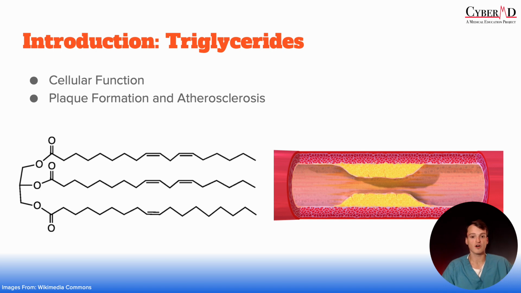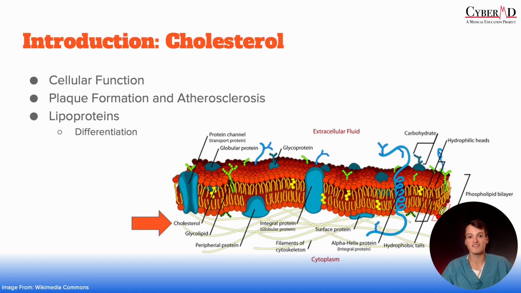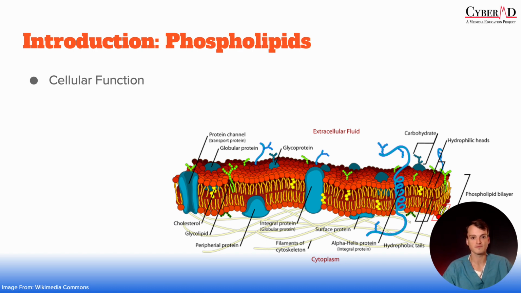So triglycerides are going to be the fats that are derived from your diet, and they're also going to be your body's primary form of energy storage. High levels of triglycerides can increase the risk of coronary artery disease and other atherosclerotic processes. Next is cholesterol, which is this waxy, fat-like substance that's essential for building cell membranes, maintaining their stability and fluidity, and also synthesizing hormones. However, in excess, it also contributes to those atherosclerotic processes.